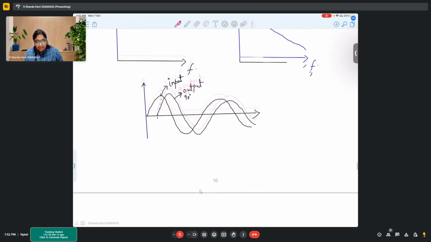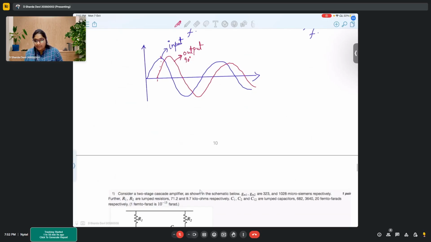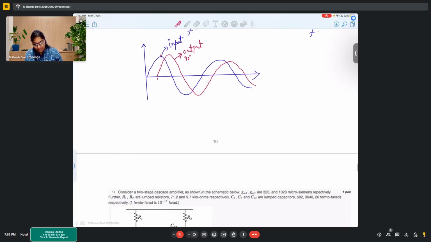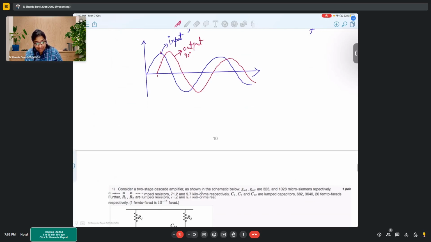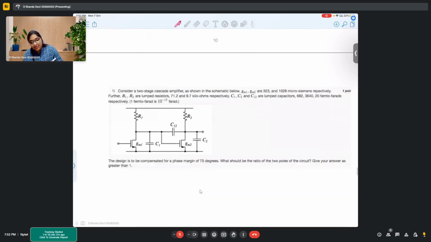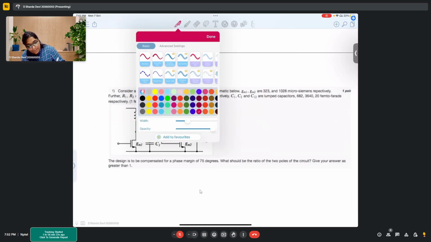Okay. So with these, maybe let's solve at least one problem today. And if time does not permit, we can take up the rest in the next session. To start with, this is question number one.